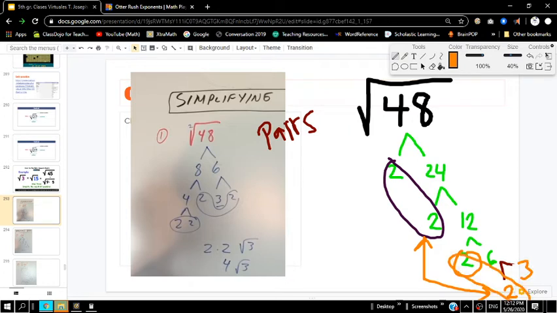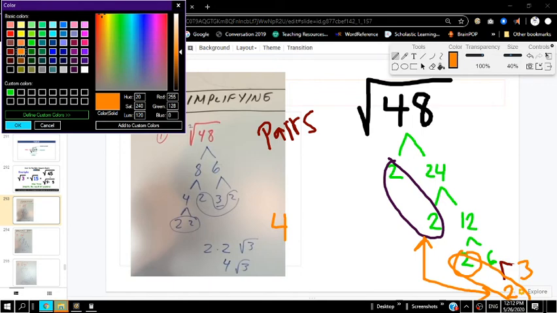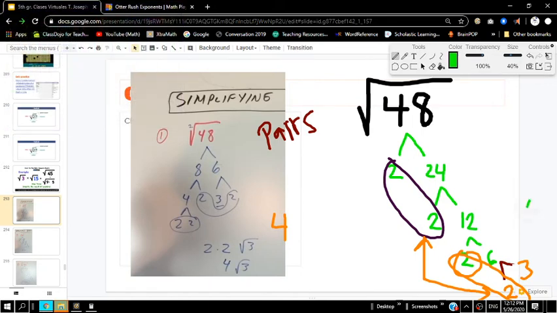So we're going to multiply our pairs. 2 times 2 equals 4, which is going to stay on the outside of our radical. And the only factor that's left over is a 3. So we're going to put that 3 inside of the radical, and our final answer is that right there. So the radical of 48 would change to 4 on the outside and 3 on the inside. Those are different radicals that we could work with.